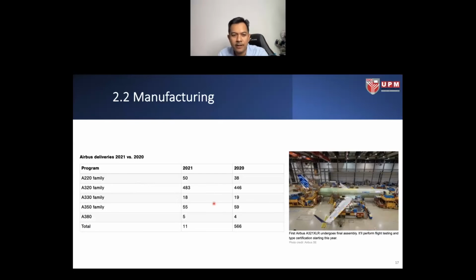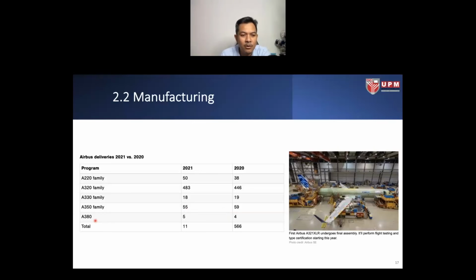So if we look carefully here, the Airbus deliveries in year 2021 compared to year 2020, right? The A220 family, they have already delivered 50 compared to 38 in year 2020. A320 family, you can see there's an increase of the deliveries. A330 family, which is not that much in terms of order, right? So 19 to 18. A350 family, 59 to 55.